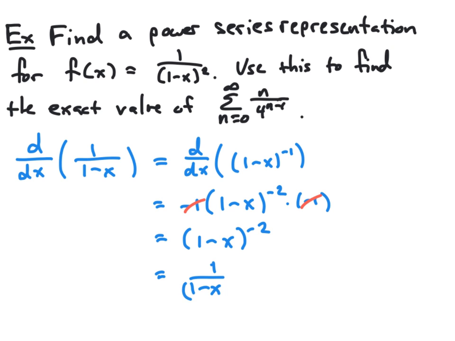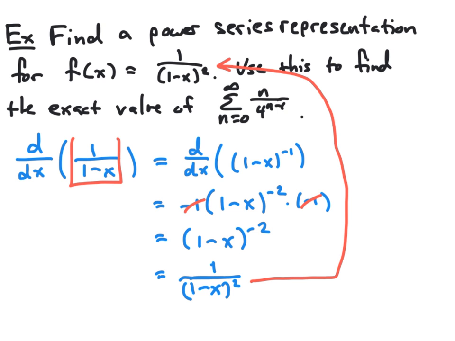Now, we observe that this function is exactly the function that we're looking at in this example. And so what we're being asked to find here is the power series representation for the derivative of the standard geometric series function. And so we can use term-by-term differentiation to find this power series representation.